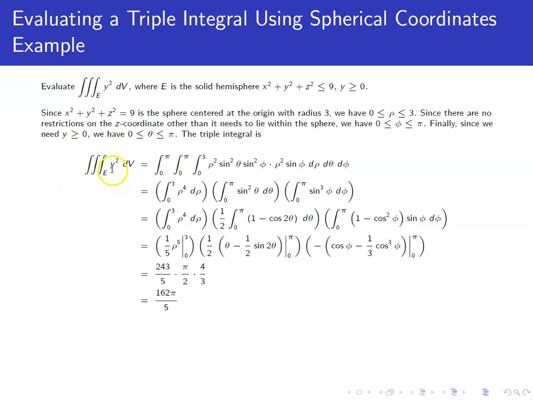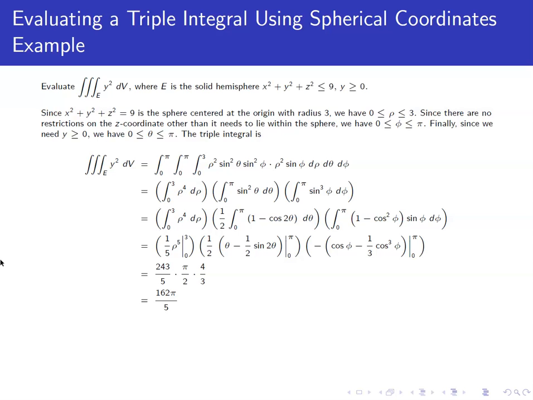We can replace y with rho sine theta sine phi, and then we square each of those individual pieces. We replace the differential with rho squared sine phi, d rho d theta d phi. Then we have our rho bounds, our theta bounds, and our phi bounds.